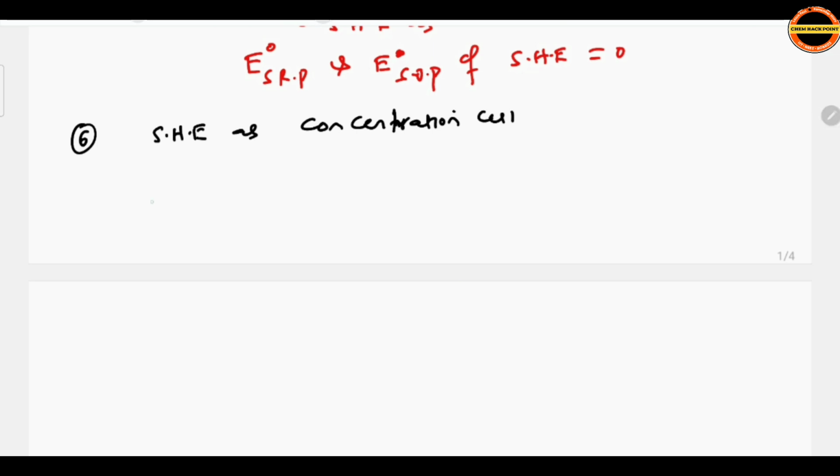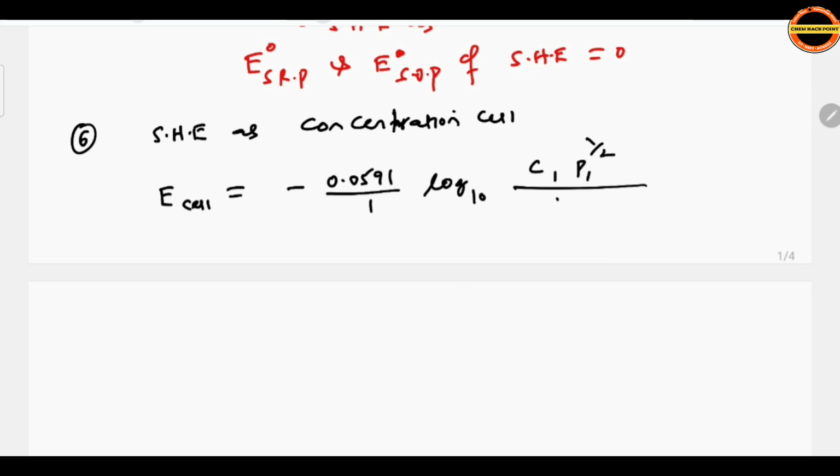So E cell is equal to E0 cell minus 0.0591 by 1 log 10, where the expression is concentration C1 and P1 power half by concentration C2 and P2, the Q value.